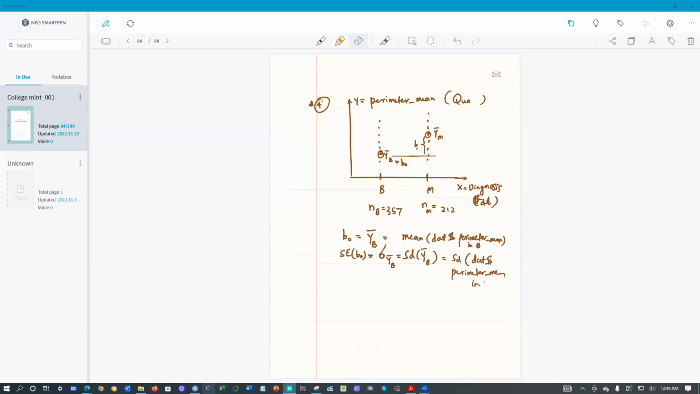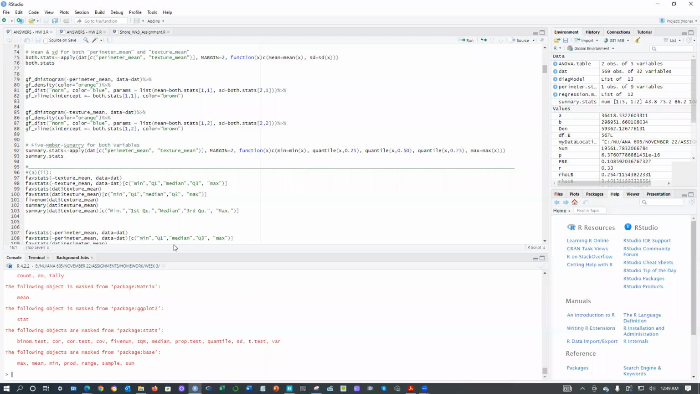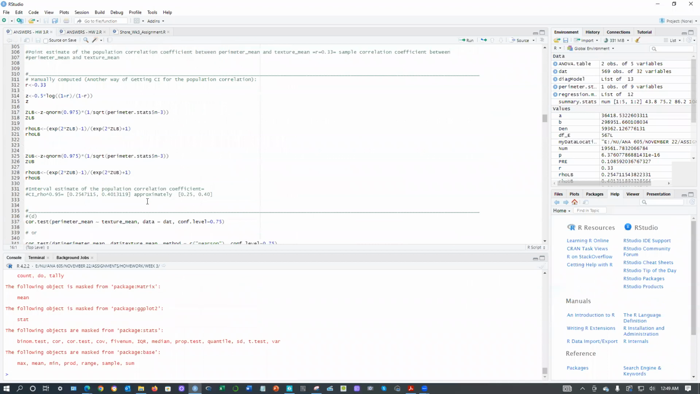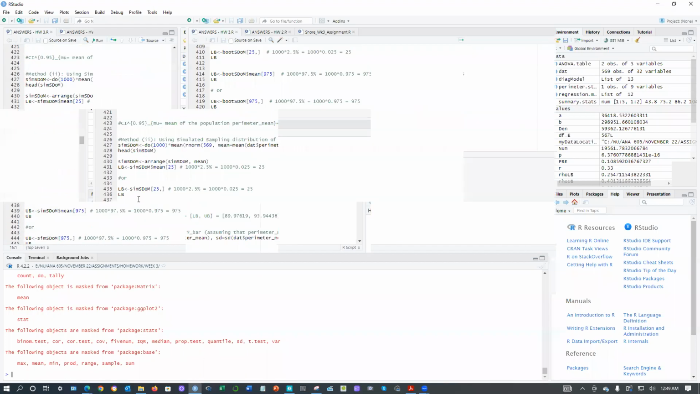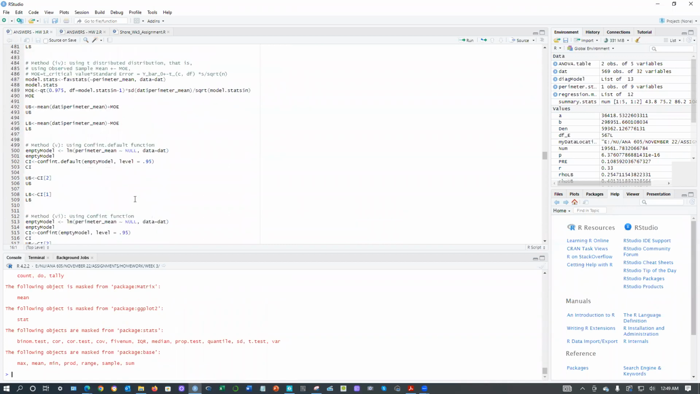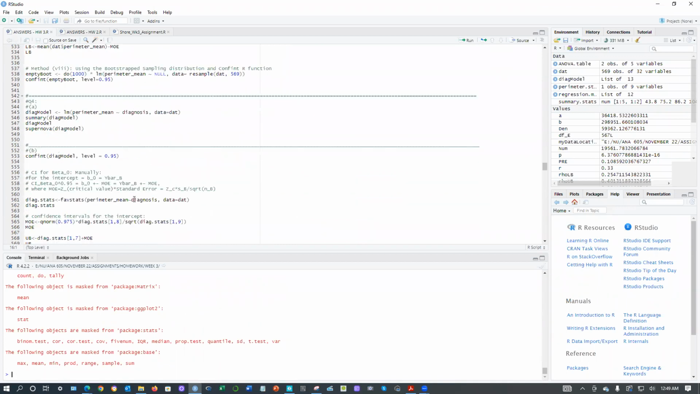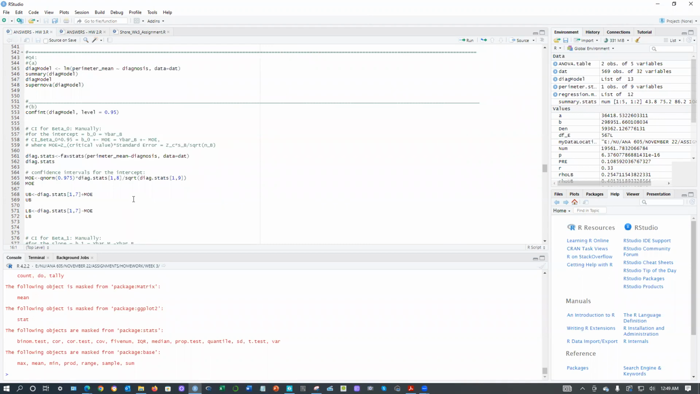The same thing we can get done by, we say over here, see, you can calculate beta naught plus or minus margin of error. See, margin of error is nothing but critical value times standard deviation of B divided by square root of N.